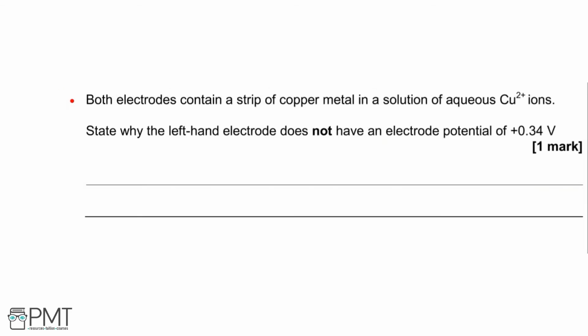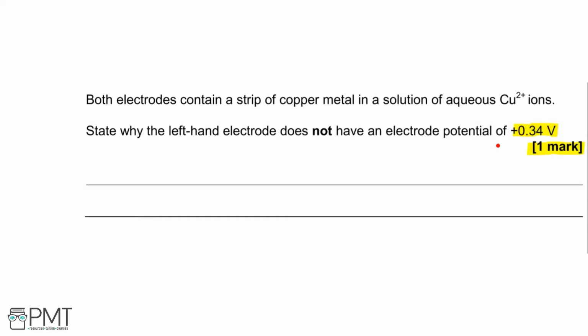Both electrodes contain a strip of copper metal in a solution of aqueous copper 2+ ions. State why the left-hand electrode does not have an electrode potential of 0.34 volts. This question is worth 1 mark, so we just need to make that statement and we don't need any further justifications. Now, this electrode potential here of 0.34 volts matches the standard electrode potential for the copper 2+ electrode. So we would expect a copper 2+ electrode to have this potential.